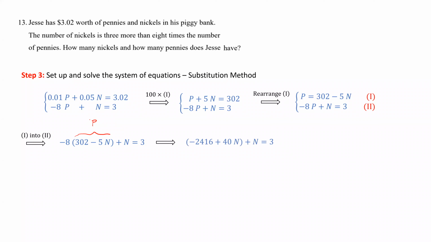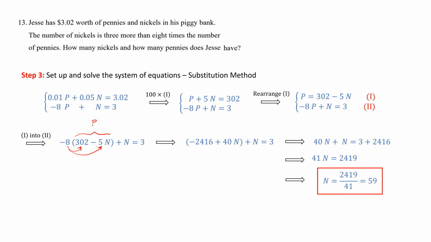First, we need to distribute the negative 8 into the terms inside the bracket. So negative 8 is multiplied by 302, and also 8 is multiplied by 5n, and then we'll get negative 2,416 and 40n for the products of these two terms. Next, we group the n terms and the constant on different sides of the equality, and then we combine the like terms. On the left-hand side, we'll get 41n, and on the right-hand side, we get 2,419. Finally, we divide both sides by 41 to get the number of nickels to be 59.